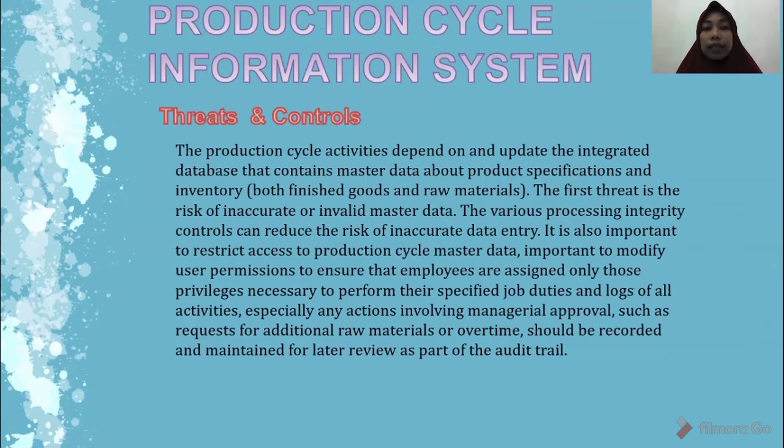The first threat is the risk of inaccurate or invalid master data. The various processing integrity controls can reduce the risk of inaccurate data entry. It's also important to restrict access to production cycle master data. It is important to modify user permissions to ensure that employees are assigned only those privileges necessary to perform their specified job duties, and a log of all activities, especially any action involving managerial approval, such as requests for additional raw material or overtime, should be recorded and maintained for later review as part of the audit trail.